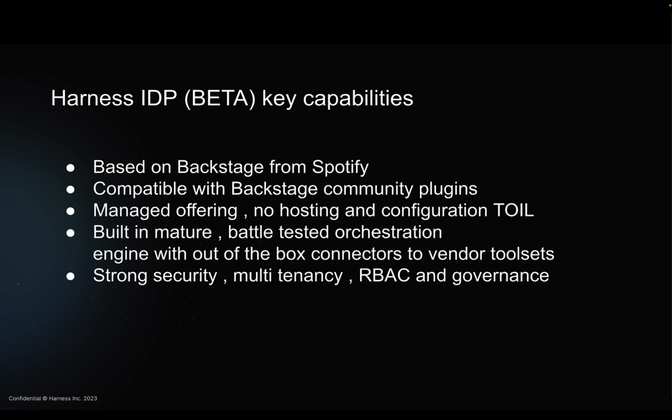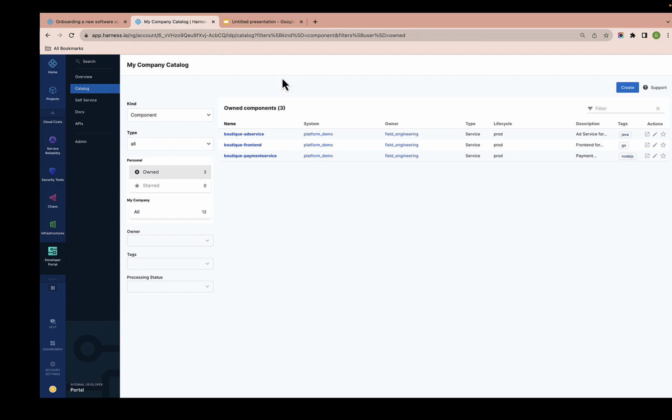So let's jump into a short 5-minute demo of the Harness IDP. So here I am in my Harness user interface. We can see the internal developer portal on the left-hand side. And I can see in my service catalog 3 different services. I'm going to click on the boutique front end.